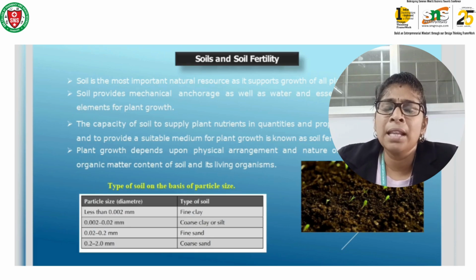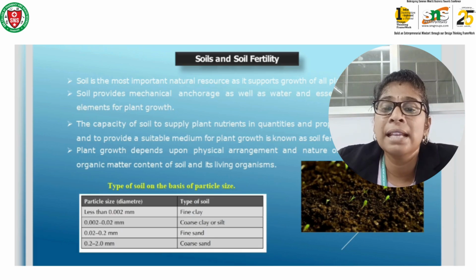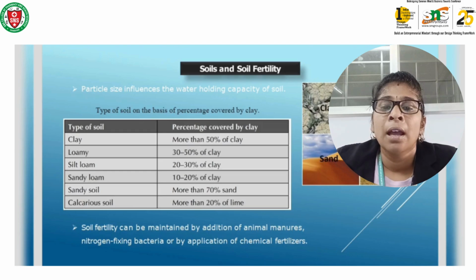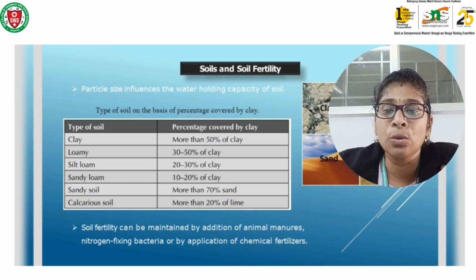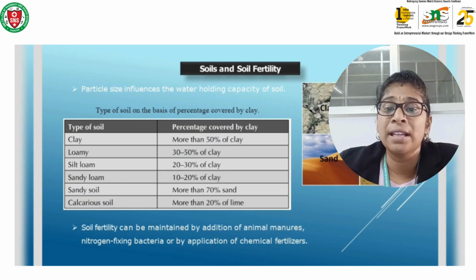Many of the plants will be grown in coarse or fine clay or coarse clay silt soils, and plant growth depends upon the physical arrangement and nature of the soil particles. Some seeds may easily germinate in clay soil, some seeds may germinate only in loose soils or sand or fine sand, like that.